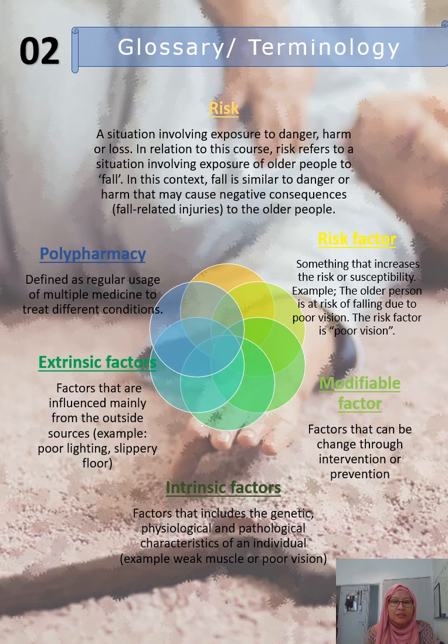Then we can further classify them into extrinsic factors. So extrinsic factors are factors that are influenced mainly from the outside sources, for example, poor lighting or slippery floor. And lastly, intrinsic factors. So intrinsic factors are those that include genetic, physiological, and pathological characteristics of an individual, for example, weakness of the muscles or poor vision.